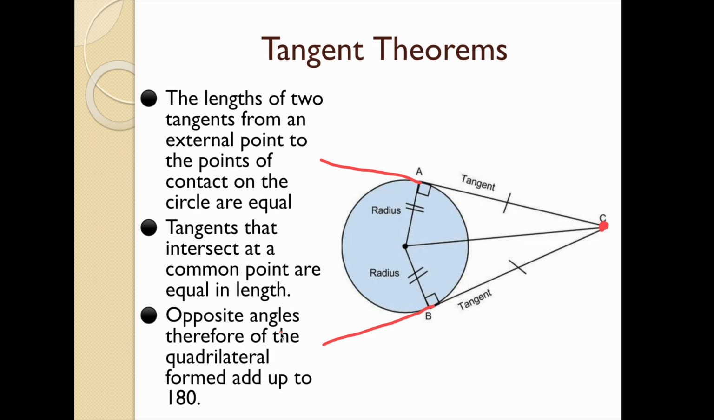Alright, so tangents that intersect at a common point are equal in length, and the opposite angles of the quadrilateral formed add up to 180. So similar to the cyclic quadrilateral, we know that these opposite angles would add up to 180. The opposite angle here is this 90 as well as this 90. So 90 plus 90 adds up to 180. So whatever this is and whatever this is, these two would also add up to 180.